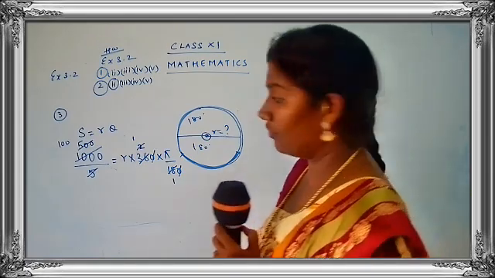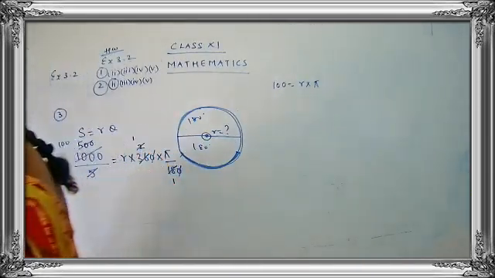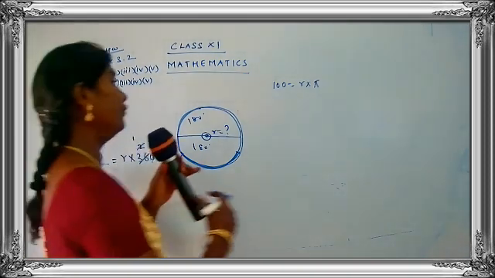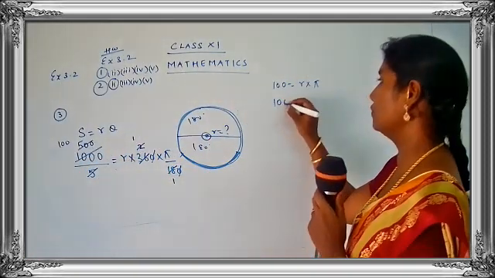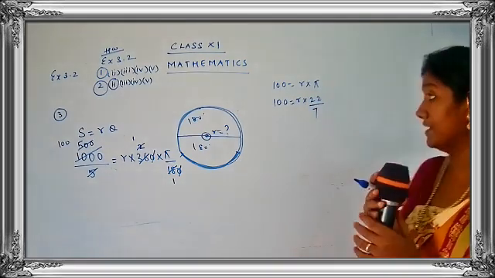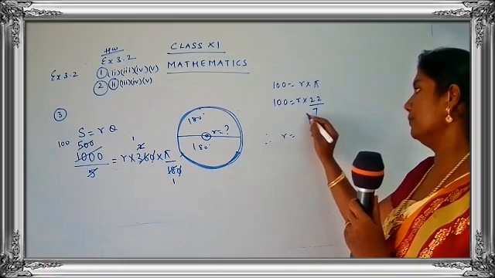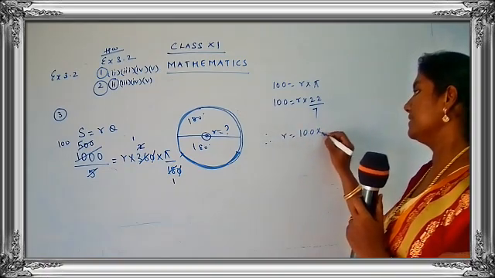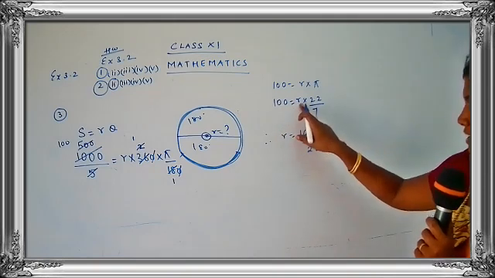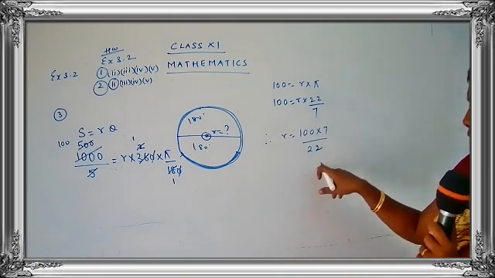So what is the thing we have got here? 100 is equal to R into pi. Let us simplify further. I know the value for pi. What is the value for pi? 22 upon 7. So 100 is equal to R into 22 upon 7. I want the value for R. So R is equal to 100 into 7 upon 22. Cross multiply. So you get R is equal to 100 into 7 upon 22.